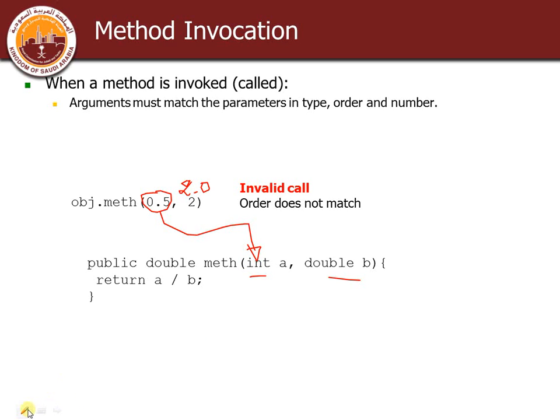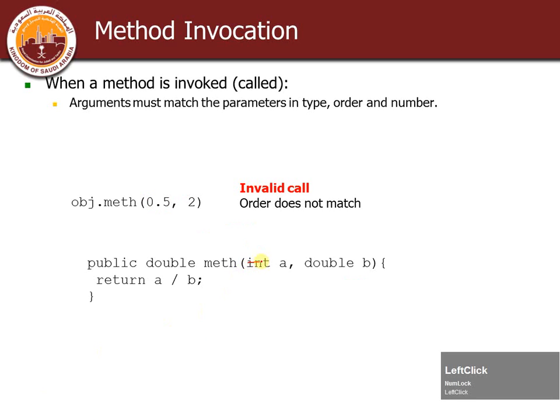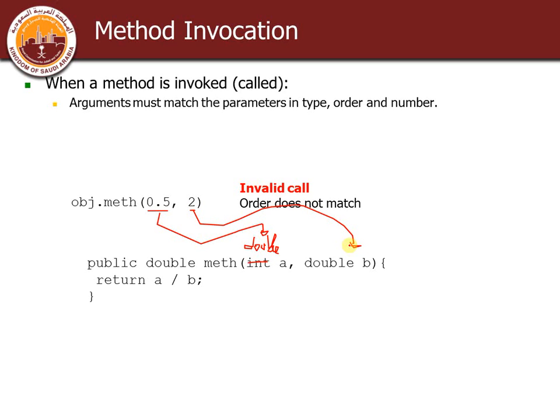Oh, okay, sorry. Now, if your question was, if this was double, and this is a good question, if this was double a and double b, will this be an invalid call? It will be valid. The first one is a double going to a double, that's natural. The second one is an int going into a double, that's not a problem. Because it's a small value that can be held in that big container. Okay? So that's not a problem.